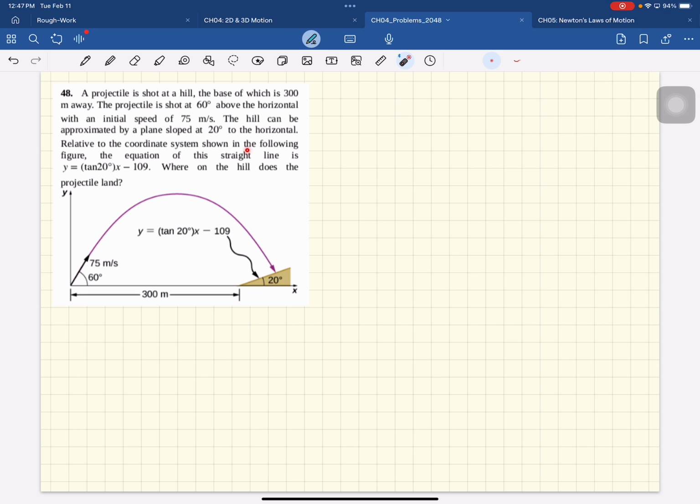Relative to this coordinate system, the equation of this straight line is y equals tan 20, which is the slope, x plus the y-intercept. This is in the slope-intercept form. So if you extend this line, it would intersect at minus 109 meters. Okay? So it's in the slope-intercept form.